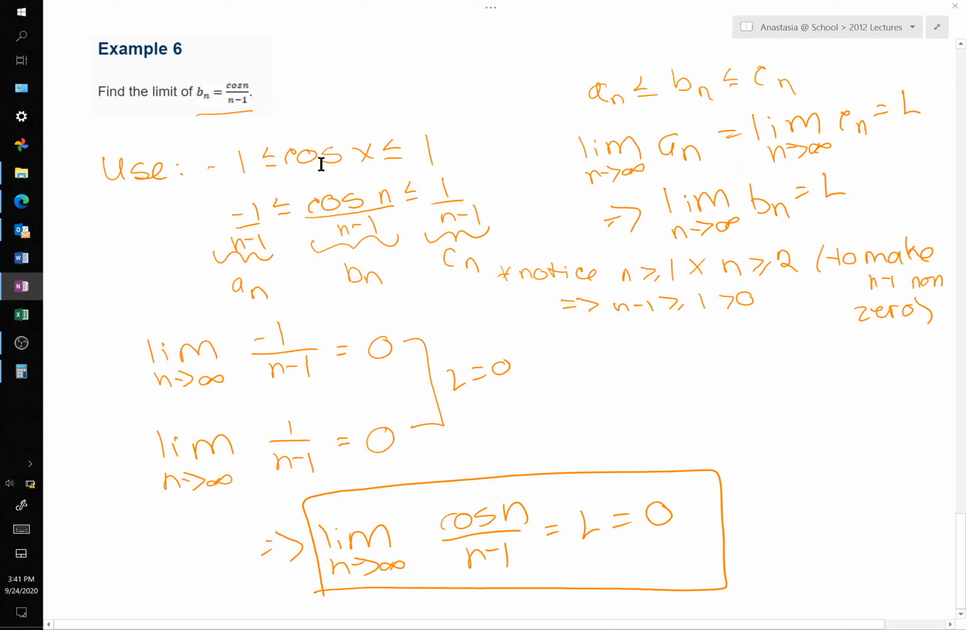But in this case, we've used the fact that the cosine is bounded to get a couple of bounding sequences. They both have the same value, so we get that the limit of the given sequence is the same thing.